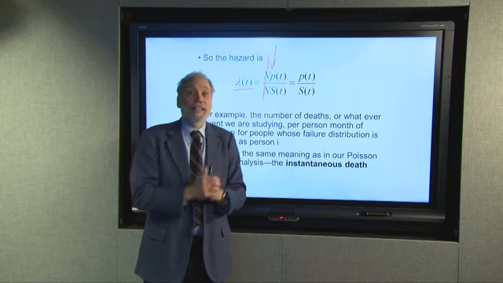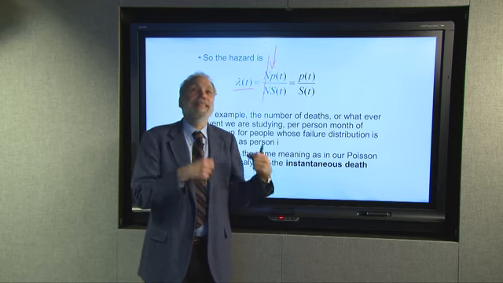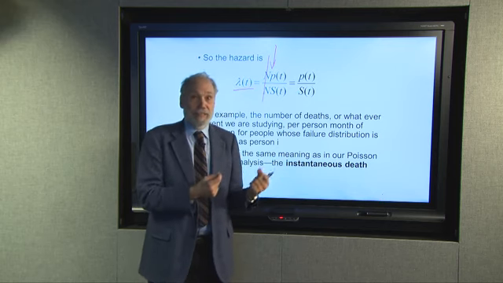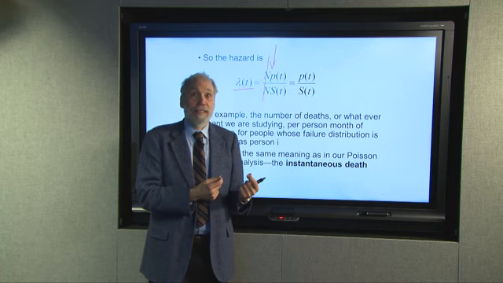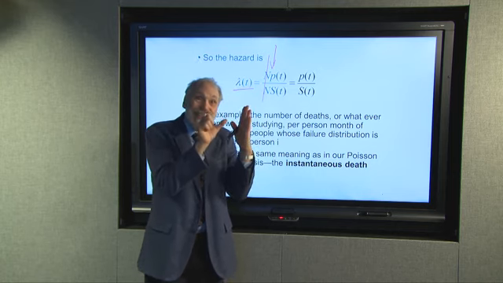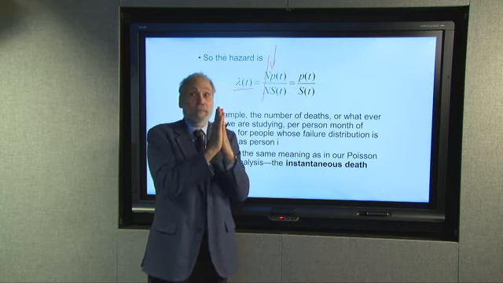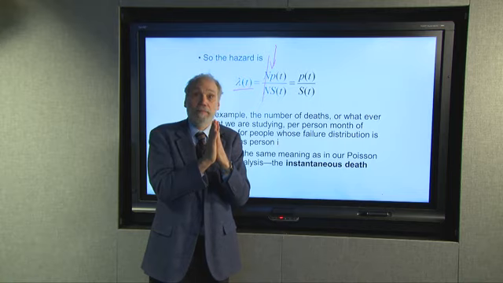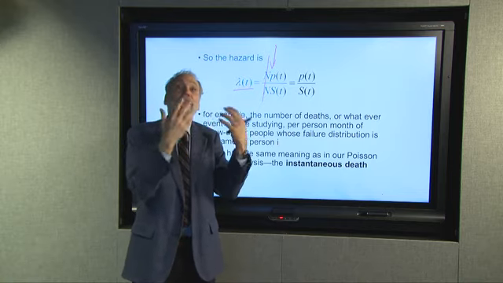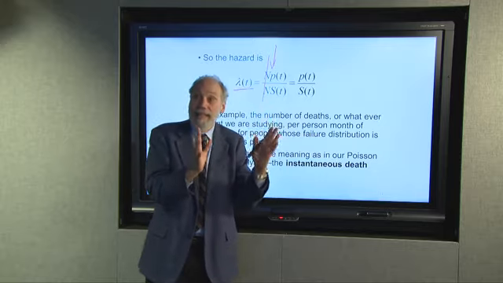So that's the definition of the hazard. And that's why it's the instantaneous rate of death, because I've sort of taken the limit as the interval t to t plus delta t got small. So that is our definition. That doesn't mean it's easy to compute, but that's the definition.